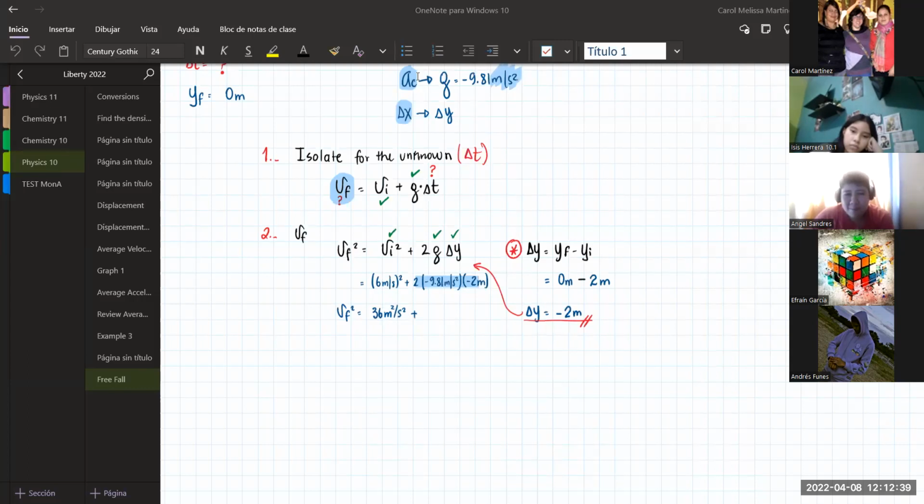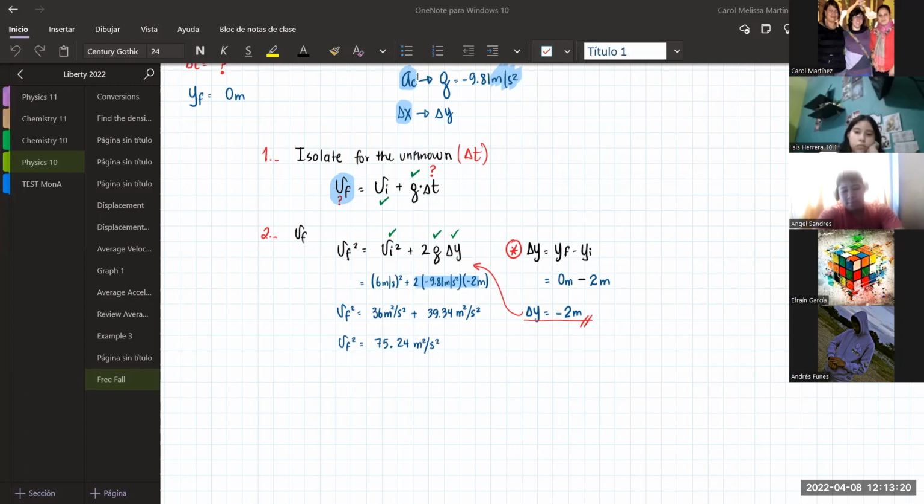39.24. 39, sorry, 39.34. I'm multiplying meters with meters, so it's going to give me meters squared per second squared. And the negative and negative is going to make it positive, okay? That's why here we have a positive. So we add the two values, 39 plus 36, and I have final velocity squared equals 75.58 meters squared per second squared.